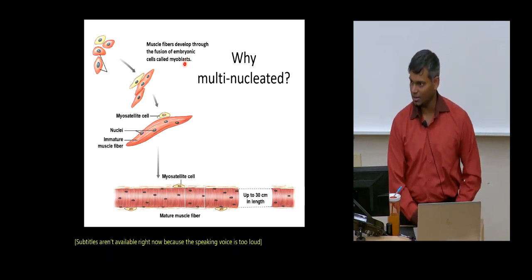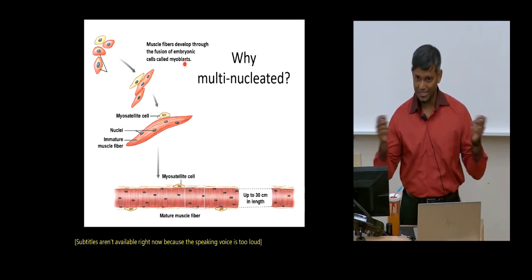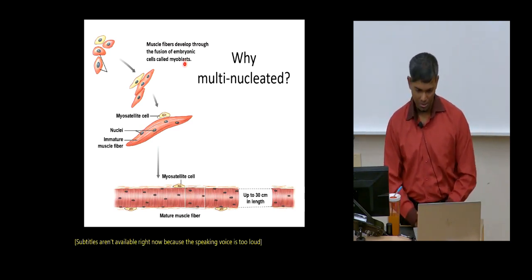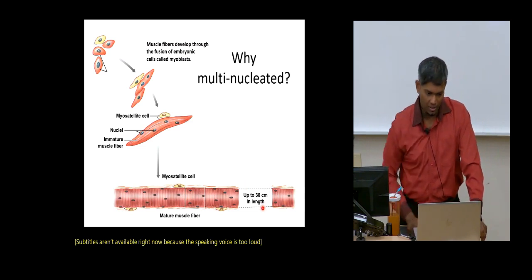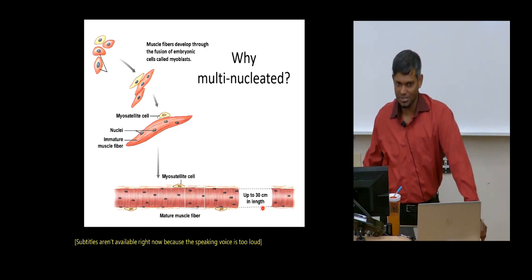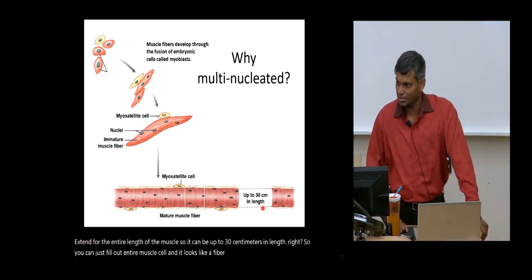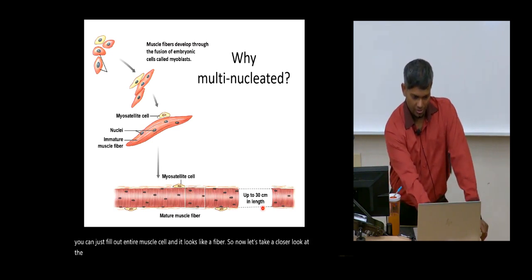the entire muscle cell. And the interesting thing about the muscle cell is that it is very long. It's going to extend for the entire length of the muscle. So it can be up to 30 centimeters in length, right? So you can just pull out an entire muscle cell and it looks like a fiber. So now let's take a closer look at the structure of an individual muscle cell.